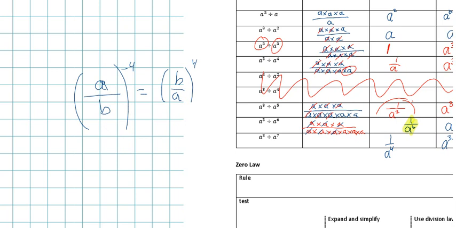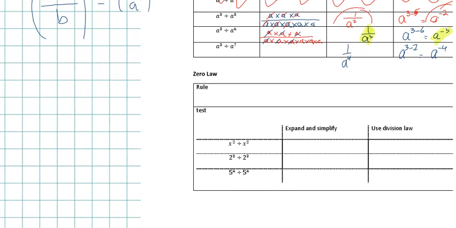All right. I'm not going to do these tests because I've already showed you the 0 rule. The rule says a to the power of 0 equals 1. A million to the power of 0 equals 1.